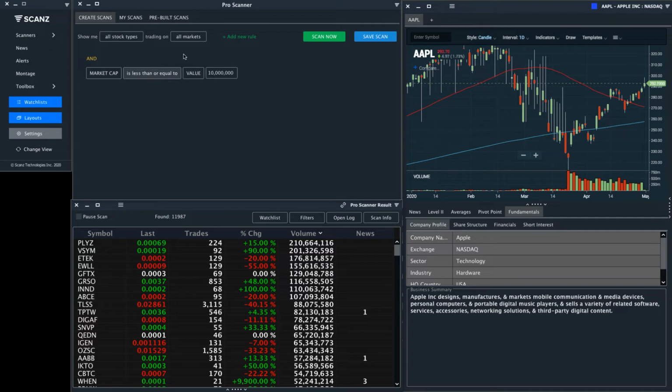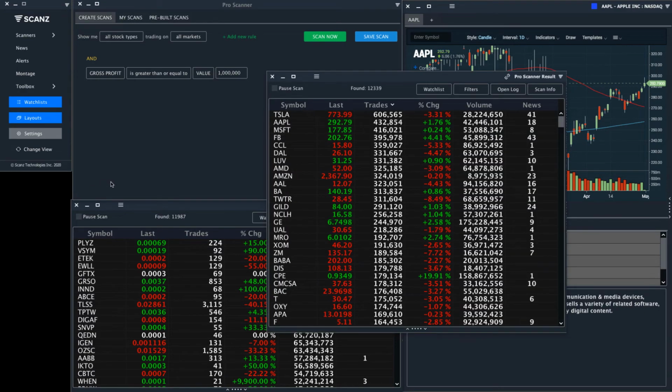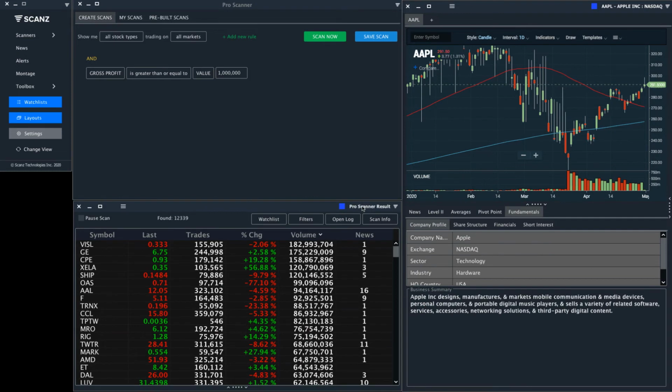I'm going to get rid of this one right now and start looking at stocks that are profitable. So let me delete this rule and add a new rule. We'll choose the analytic, fundamentals, financials, and I'll say gross profit is greater than or equal to 1 million. I can scan that now, and this will show me all stocks where the company makes over $1 million. I can link this to my montage window and continue to research further.